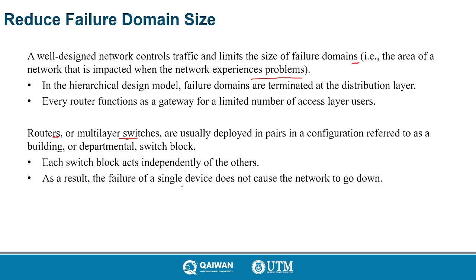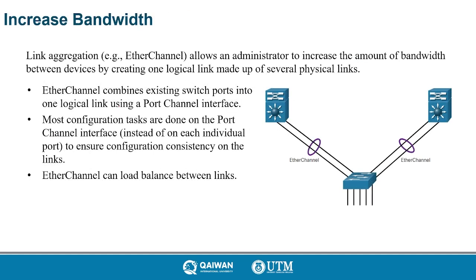As a result, the failure of a single device does not cause a network to go down. So let's say that you have 10 or 5 or 7 networks. You will have each one configured to act as an independent block. So at that time, if one block goes down, you will not have a total system failure, and it is good to some extent. Now you see increased bandwidth.